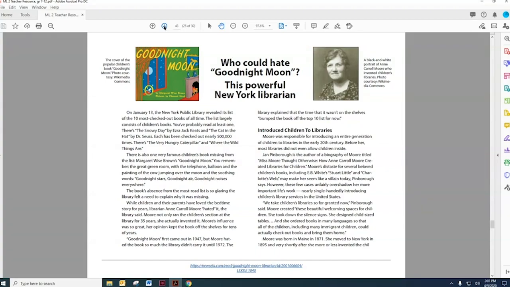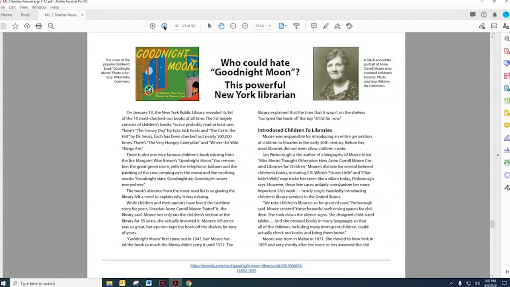On January 13th, the New York Public Library revealed its list of the 10 most checked out books of all time. The list largely consists of children's books. Snowy Day, Cat in the Hat, Hungry Caterpillar, Where the Wild Things Are. There's also one famous children's book missing from the list, Goodnight Moon. You remember. Okay, so far I had questions. I don't think I've come across an answer to either of those questions or any of my previous questions.